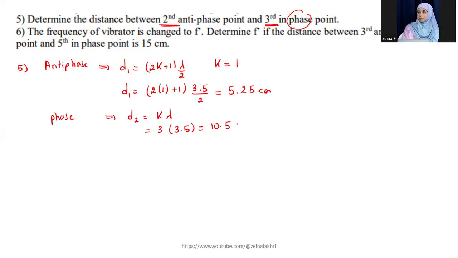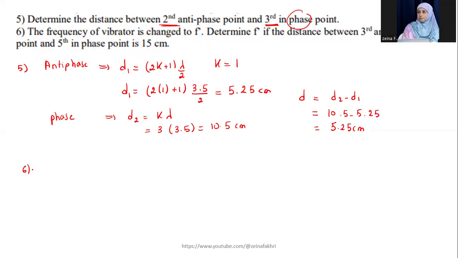10.5 centimeter. Now, in order to find the distance between these two, we can say the distance between the second antiphase and the third point in phase is equal to d2 minus d1, which means it's equal to 10.5 minus 5.25, and then we can get the answer. So it's 10.5 minus 5.25, which is equal to 5.25 centimeter.